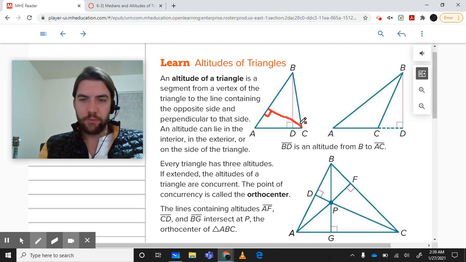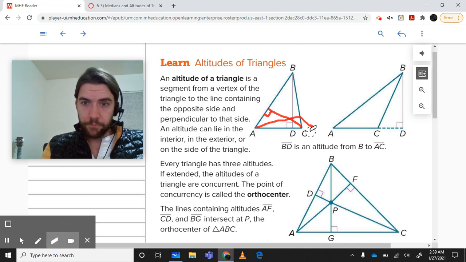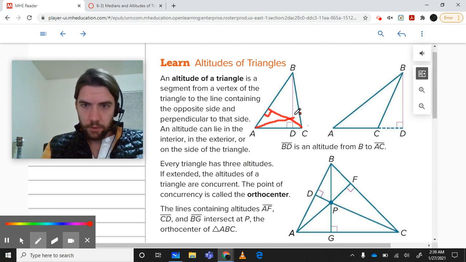Well, what about a third one? If we had BC, if we laid it on this side, B to C, well, in that case, our altitude would be a measurement that went from this vertex and made a straight line. And if you're guessing that these lines are all crossing over each other, that is a great guess. They certainly are.